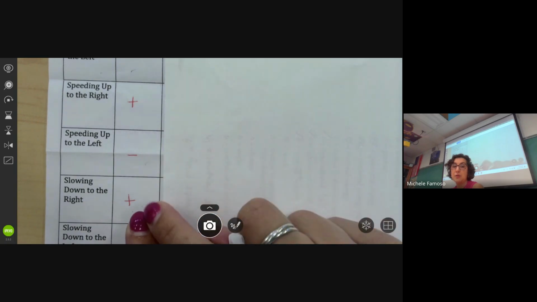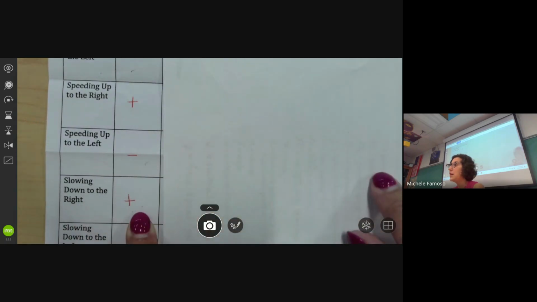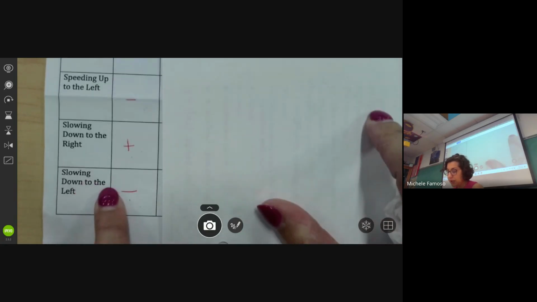If you're slowing down to the right, again, the word right means the velocity is positive. If you're slowing down to the left, the word left is what tells you your velocity is negative.